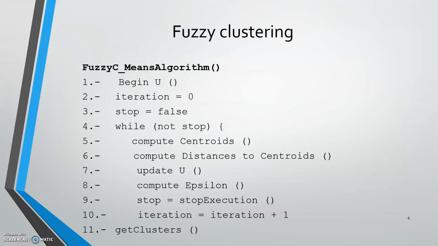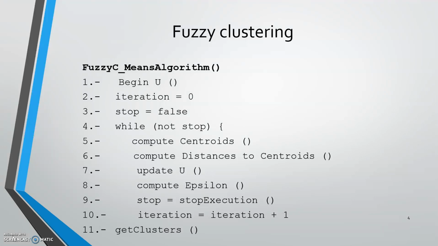Lines 2 and 3 start the current iteration and stop variables. In line 4, the algorithm enters into the main loop. The first operation executed by the algorithm is to compute the centroids of each cluster. Then, it computes the distances among the centroids and the locations. In the following step, the algorithm updates the matrix U for the next iteration.